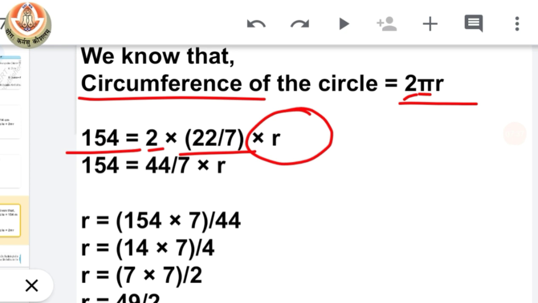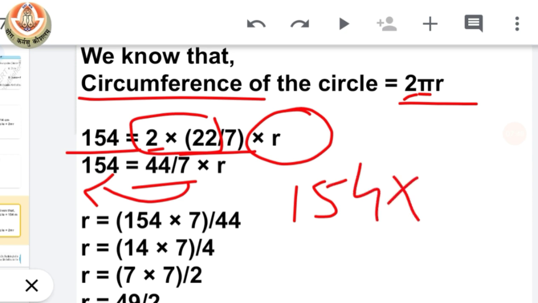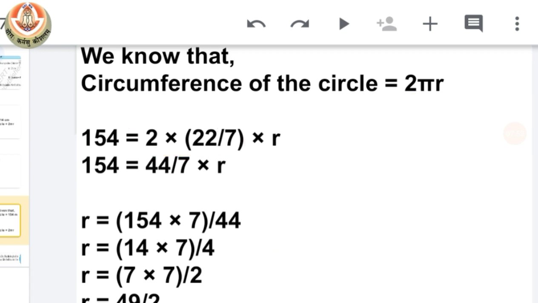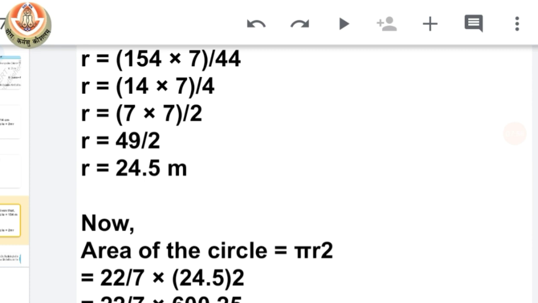So what we will do, we will first multiply 2 with 22, which becomes 44 by 7. Then 7 will go to the other side of equals and it will multiply with 154, and 44 comes in the denominator. So now after solving this, we will have the value for radius, that is 24.5 meter. You can see here. Okay, you also have to cross check the calculation, whether the calculation is correct or not.